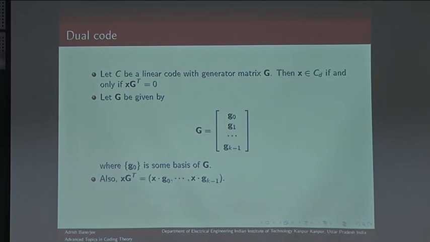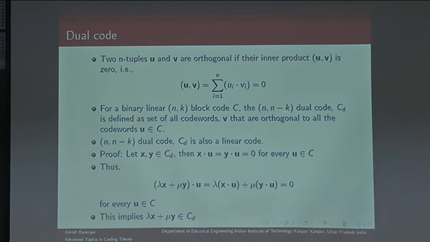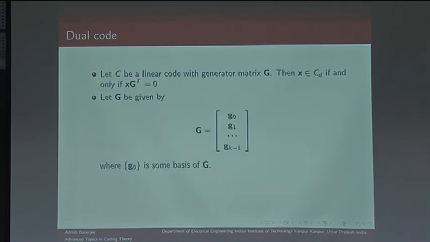How did we define it? Again, if you go back, we said that the (n, n minus k) dual code is defined as the set of all code words that are orthogonal to the code words belonging to the original code. And as I said, the original code words U, I can write in terms of linear combination of the basis vectors, the rows of the generator matrix, right. Is this clear?